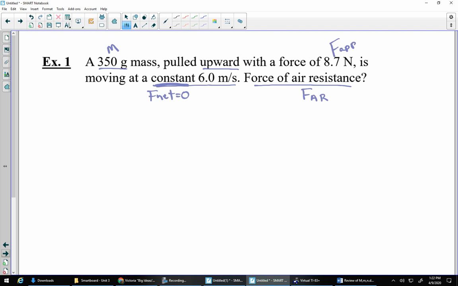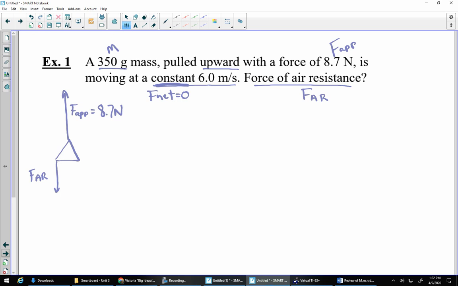So I've got a rocket ship. You know what? I'm going to make it a triangle today. So I've got my rocket ship, and then I have, let's see, an applied force pulling that rocket ship upwards, and that applied force is 8.7 newtons. And then we've also got a force of air resistance, resisting, that's always opposite to the motion, so that one's going downwards.